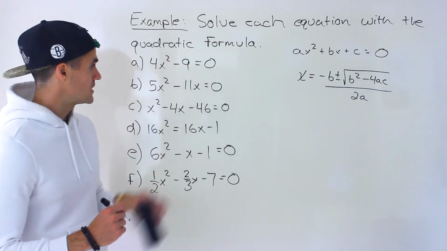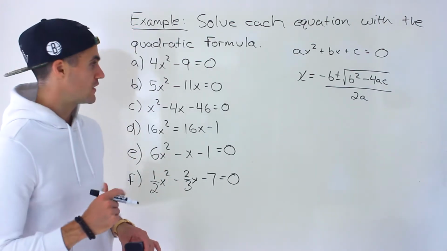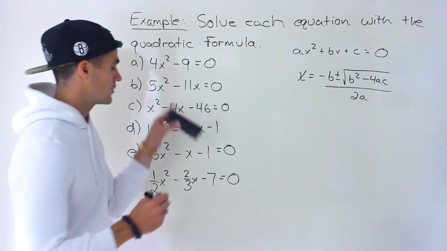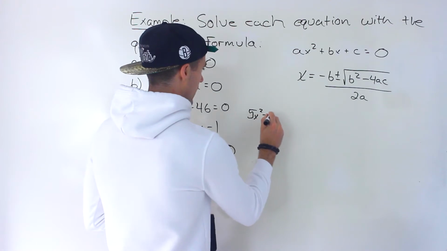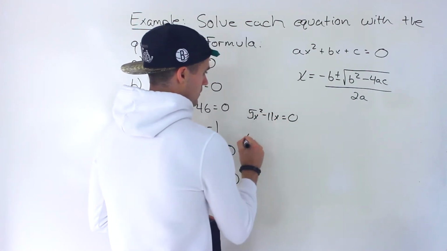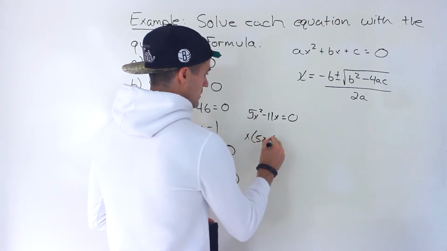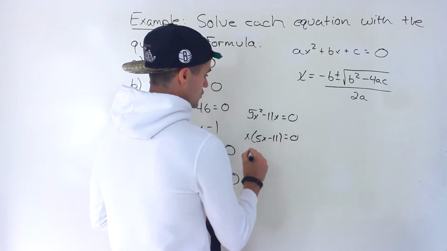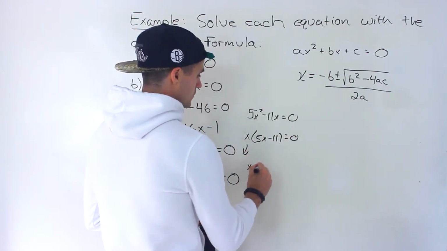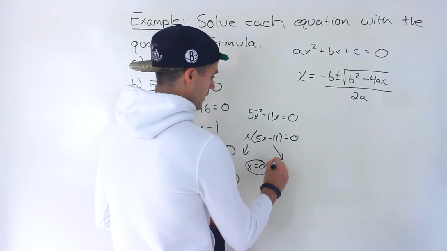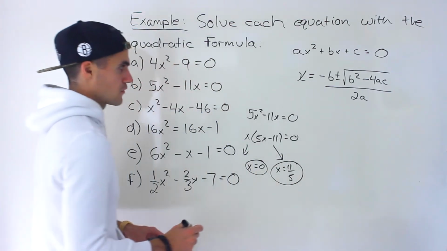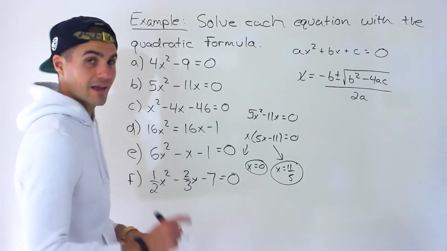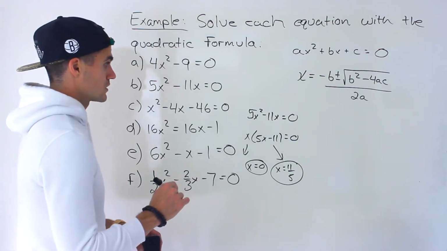Then moving on to part B, we got 5x squared minus 11x equals 0. Notice this is another example of a quadratic that we can quickly factor. Notice we could take out an x. And so the two solutions we get would be either x equals 0 or, from this bracket, x equals 11 over 5. So that's what we're going to be aiming for right there. So let's see if we get those same solutions using the quadratic formula.